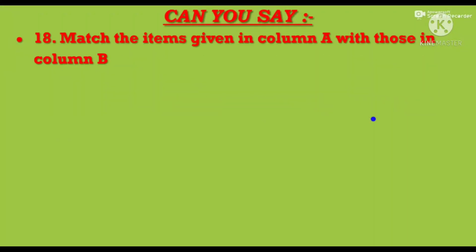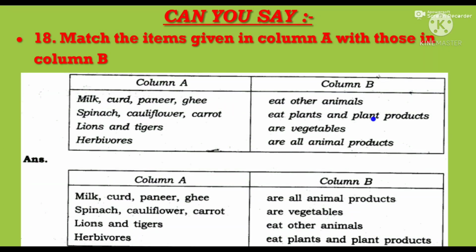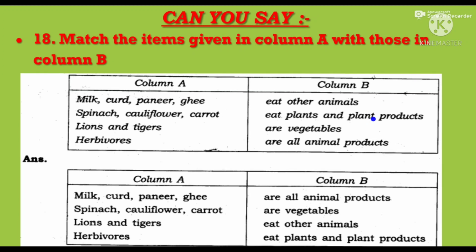Next is match the items given in column A with those in column B. In column A, we have milk, curd, paneer, ghee, then spinach, cauliflower, carrot, then lions and tigers, then herbivores. In column B, there are eat other animals, eat plants and plant products, are vegetables, are all animal products. So we can match the columns like this. Milk, curd, paneer and ghee are all animal products. Spinach, cauliflower, carrot are vegetables. Lions and tigers eat other animals. Herbivores eat plants and plant products. Right, students?